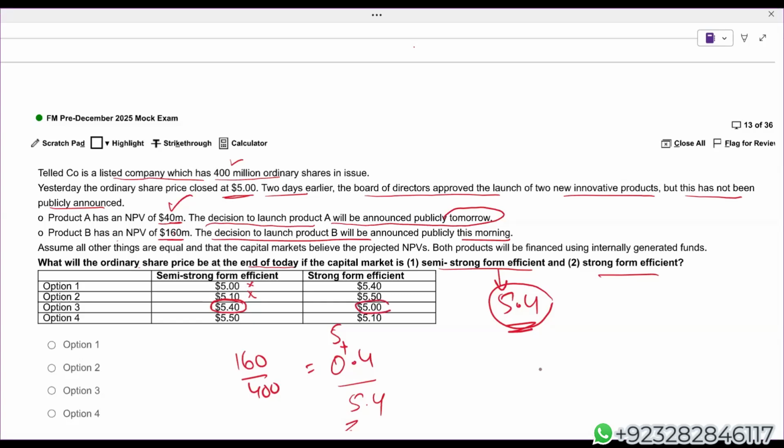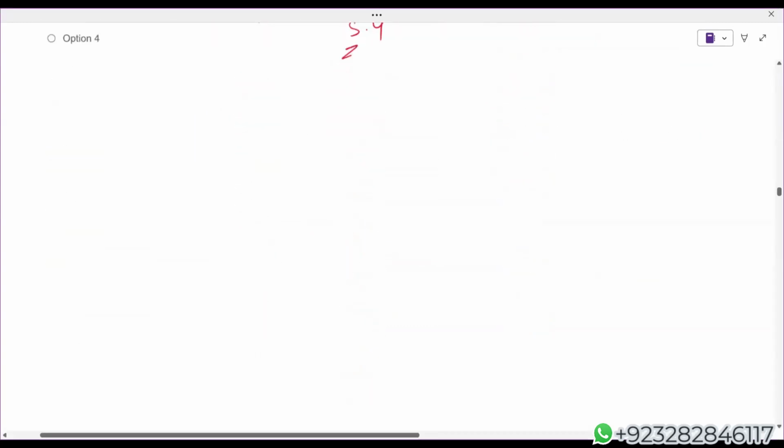Here the share price will not change, it will remain 5. The question is why it will remain 5. Now listen carefully. If it is strong form efficiency, then your share price will already have the impact of products A and B. No need for announcement. So logically, option 3. Why option 3? Let me repeat. In case of strong form efficiency, this announcement will not make any difference because the share price shows past information, which has been made public, plus insider information.